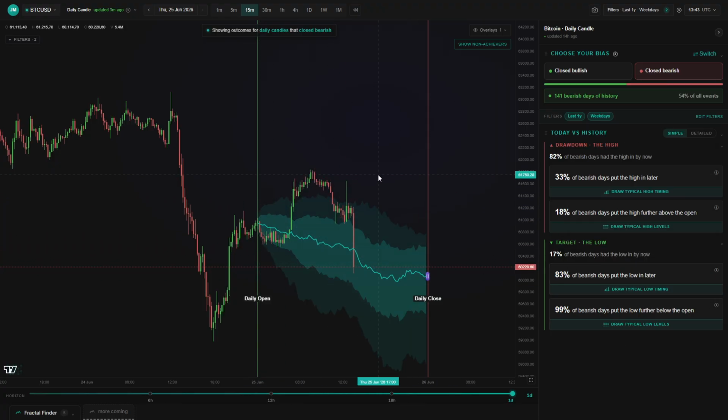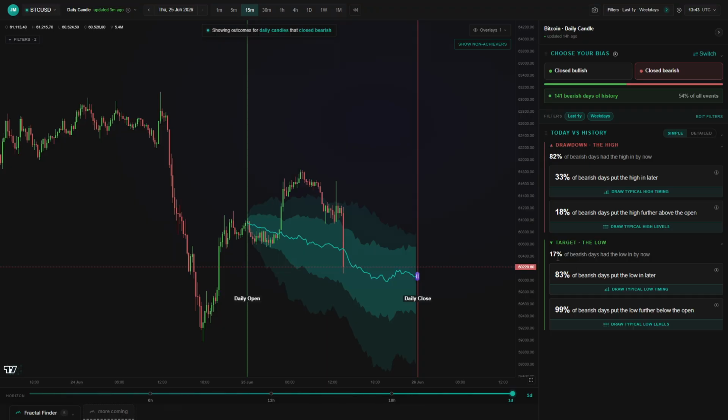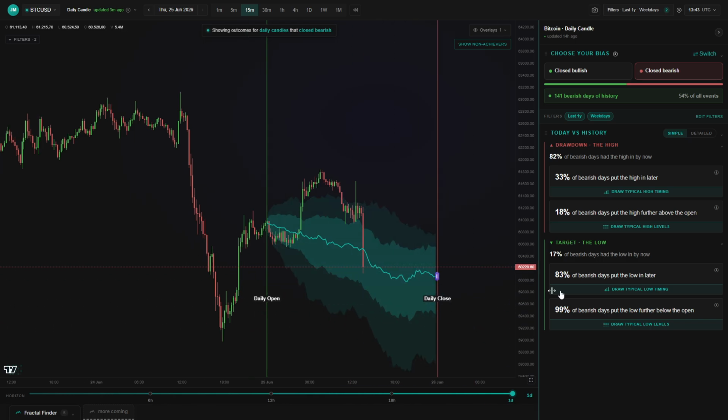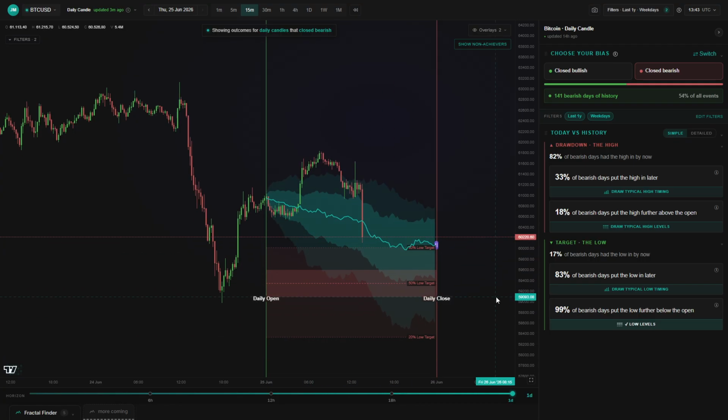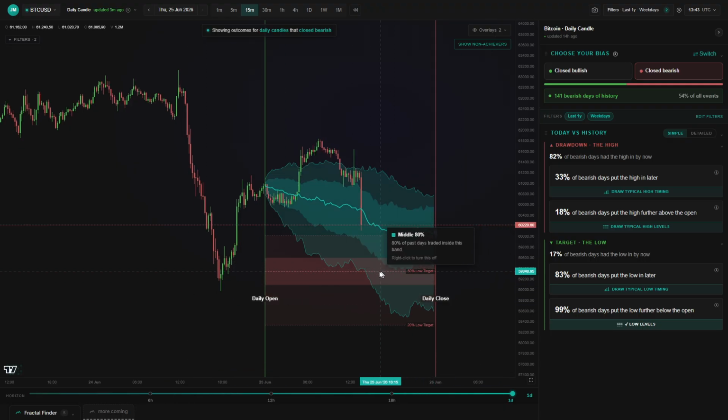When we look at bearish daily candles, we can see that only 17% of bearish daily candles had the low in by now. So still a high probability to form new lows towards the downside if we were indeed to close the day bearish. And also lots of room left for more displacement to the downside, because 99% of bearish days put the low in further below the open. We can see these are the levels. So around 50% of bearish days would approximately take out that low.